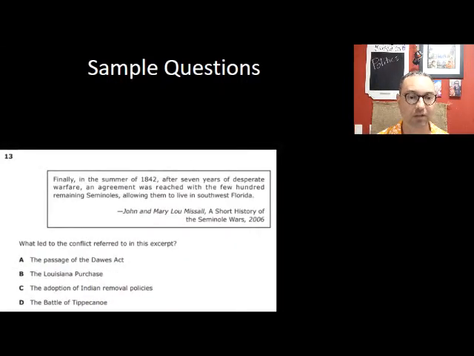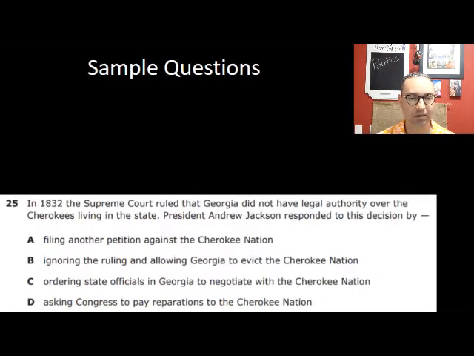So there you go. Finally, in the summer of 1842, after 7 years of desperate warfare, an agreement was reached with the few hundred remaining Seminoles, allowing them to live in southwest Florida. What was all this about? This was about Indian removal policies. Next question.